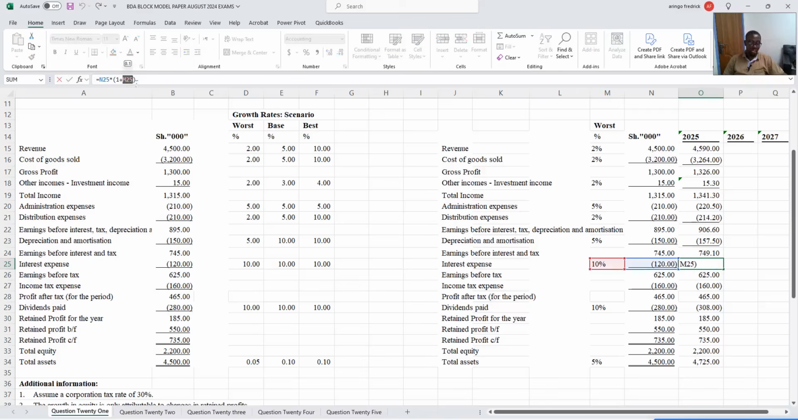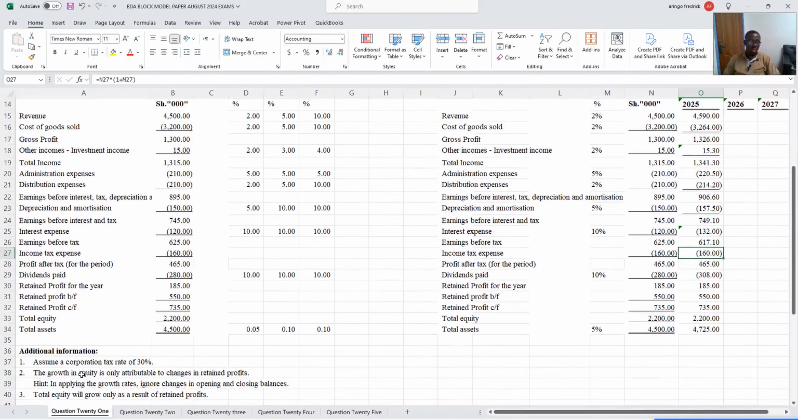The beauty part is that Mwalimu had already guided us about how to lock. So we do Alt equal sign to get the summation of that, so that we have earnings before tax. For my income tax expense, we are told to assume a corporation tax rate of 30%. So therefore, with a lot of confidence, I'll be having that times 30%. So we have a value there, Alt equal sign. That is what we should be having.